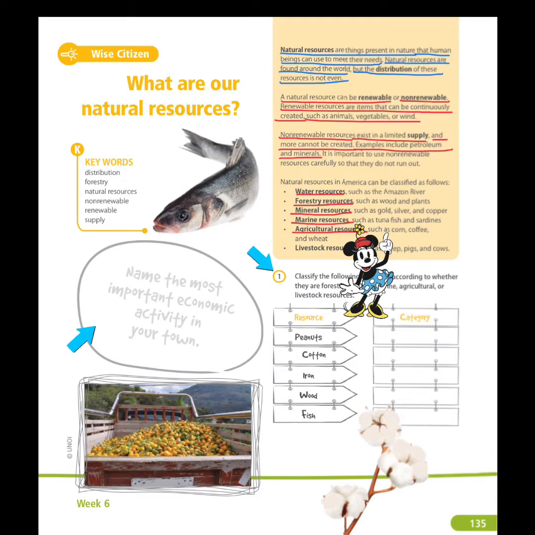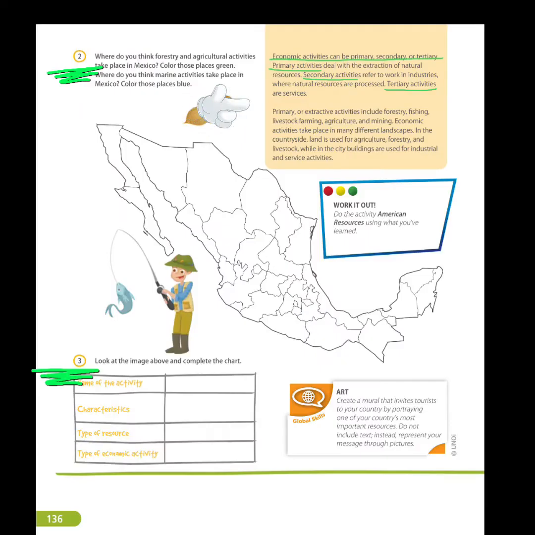Page 135. We are going to talk about natural resources. We can find the information in the yellow rectangle. After that, we are going to do the exercise in the bubble and do exercise number 1. Page 136. We are going to talk about economic activities and how they are divided. After that, let's do exercise number 2 and 3.